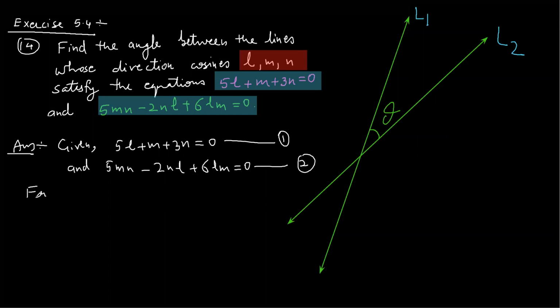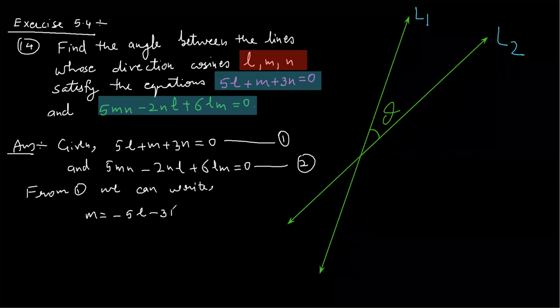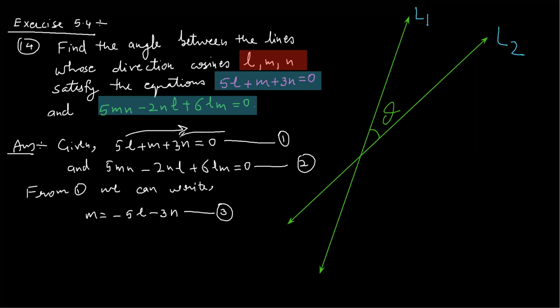From 1 we can write, see, I write M equals minus 5L minus 3N. Okay, this is third. From the first equation I write this, but remember this equation 3 is the same as equation 1. As such, there is no change. Only what I'm doing is I'm writing 5L and 3N on the right hand side. I'm writing M in terms of L and N. Now see what I write.